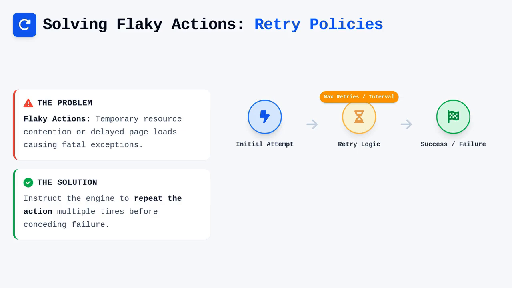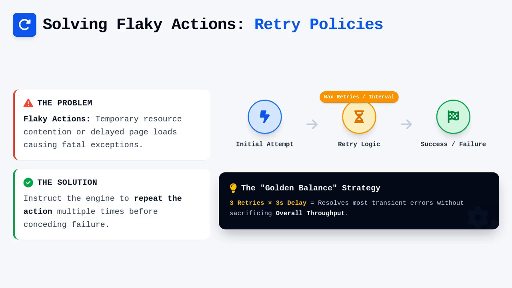A well-placed 3-second delay between 3 sequential retries often resolves issues that would otherwise trigger a fatal exception. By choosing these values thoughtfully, you strike a balance between allowing enough time for recovery and avoiding unnecessarily long execution times that hinder the overall throughput of your automation.